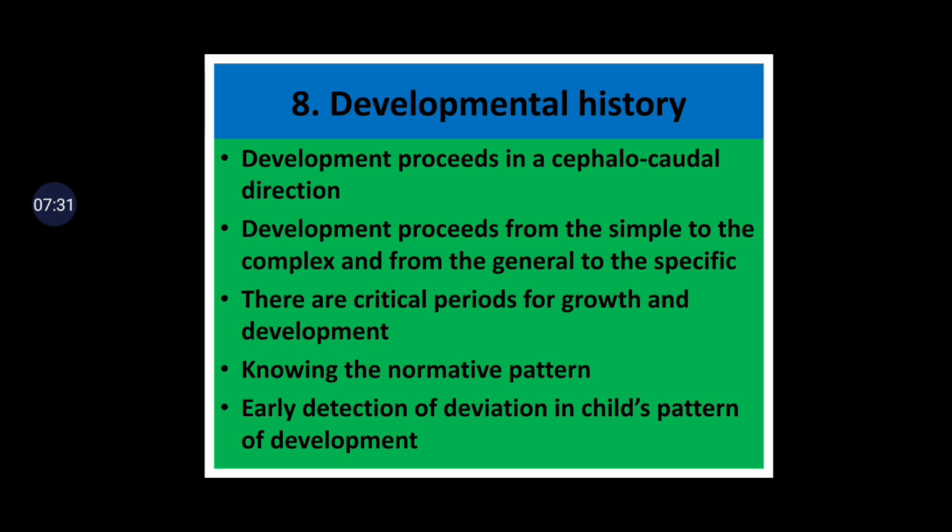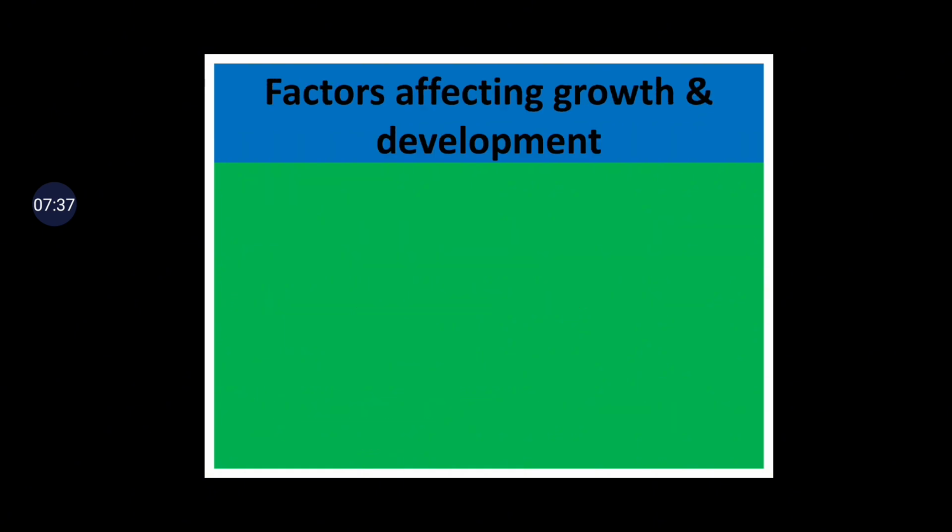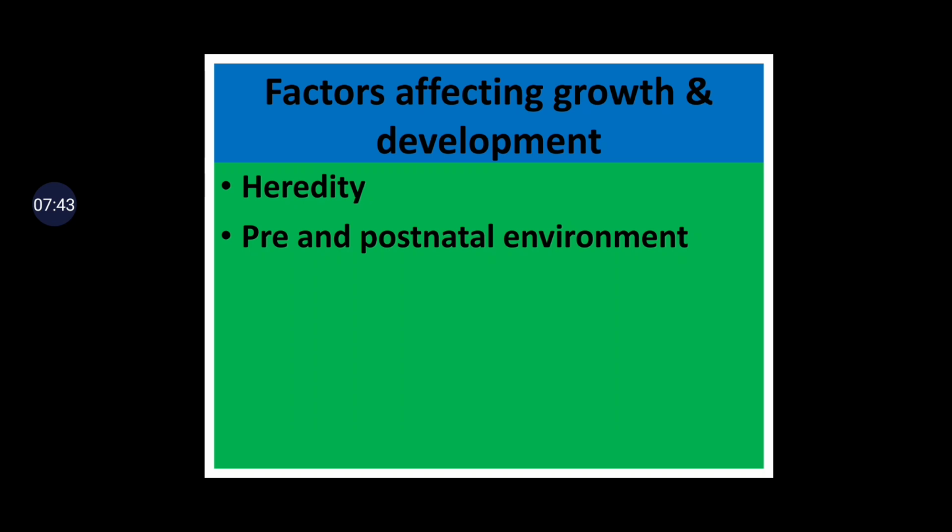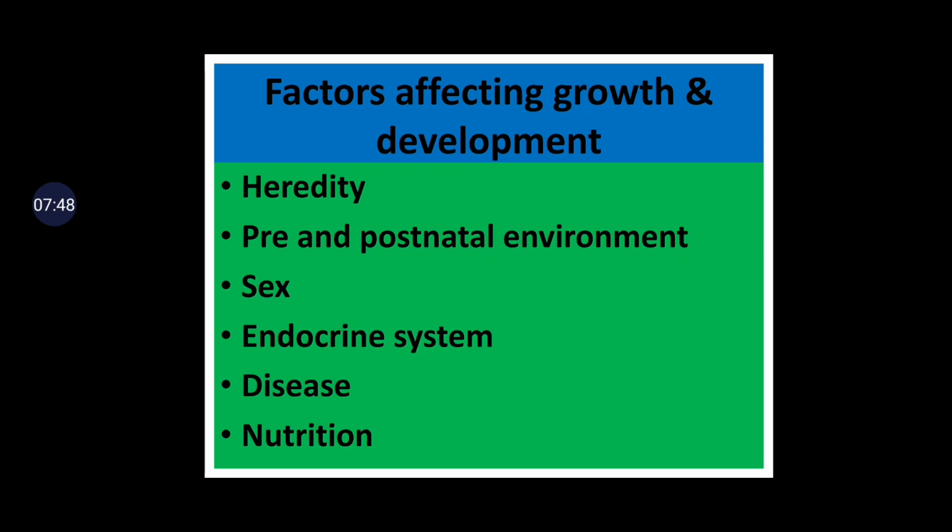Knowing the normative pattern is important for early detection of deviation in child's pattern of development and also for history taking. There are many factors affecting growth and development such as heredity, prenatal and postnatal environment, sex, endocrine system, disease and nutrition. These factors can affect the rate and pattern of growth and development.